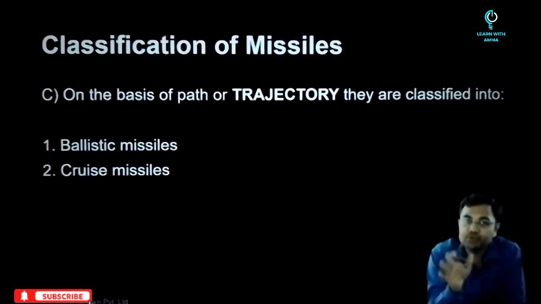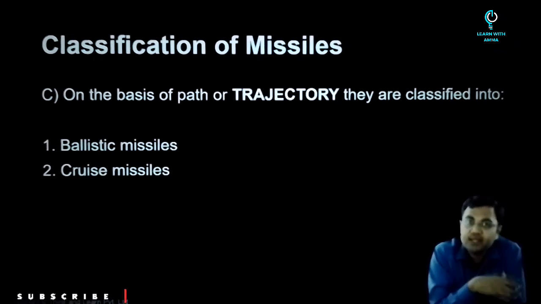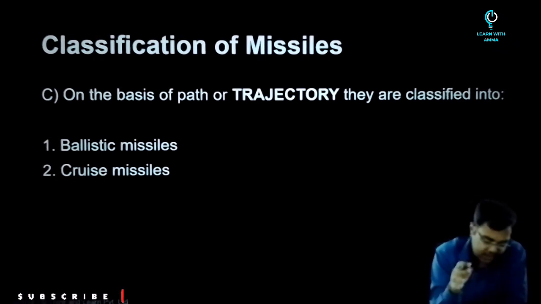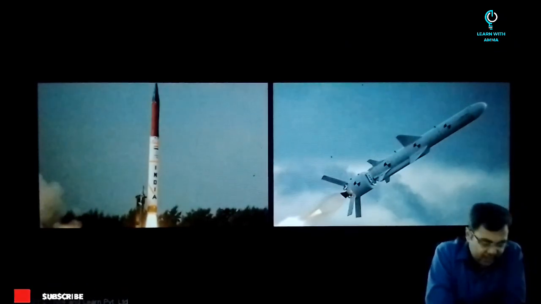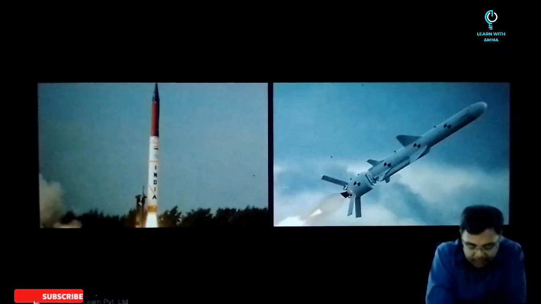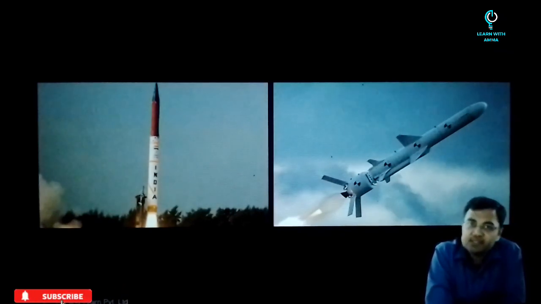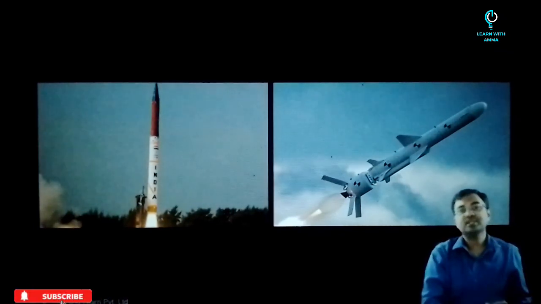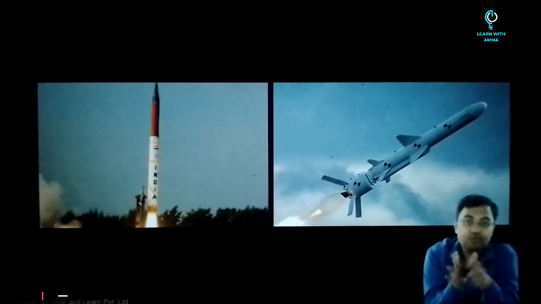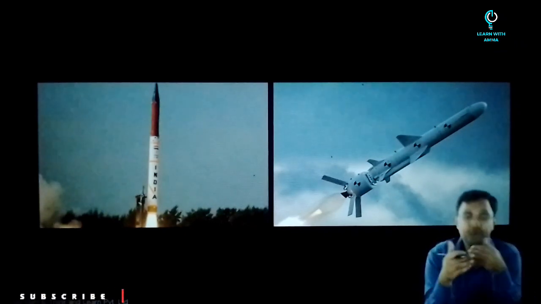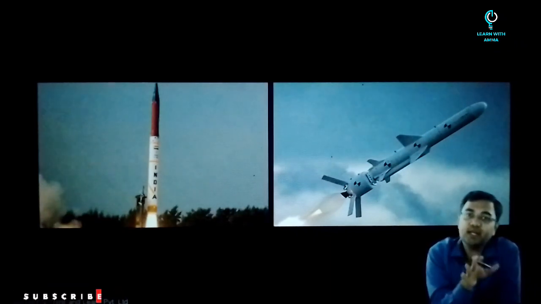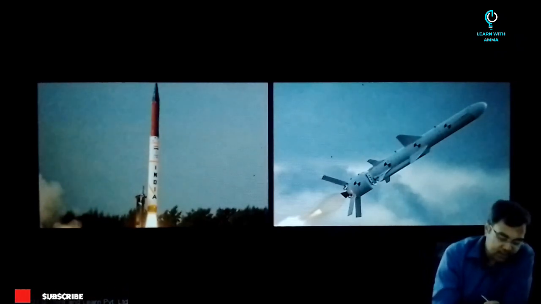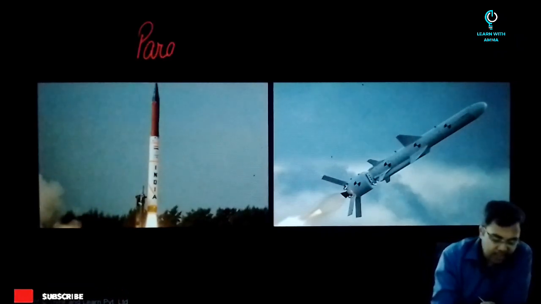And this perhaps is the most important classification. You have two here, one which is called a ballistic missile and the second which is called a cruise missile. If you look at these two pictures, on the left hand side is a ballistic missile, and on the right hand side is a cruise missile. Now, there are basic differences between the two missiles. We are talking on the basis of trajectory. A ballistic missile is a kind of missile which will take a normal parabolic path.